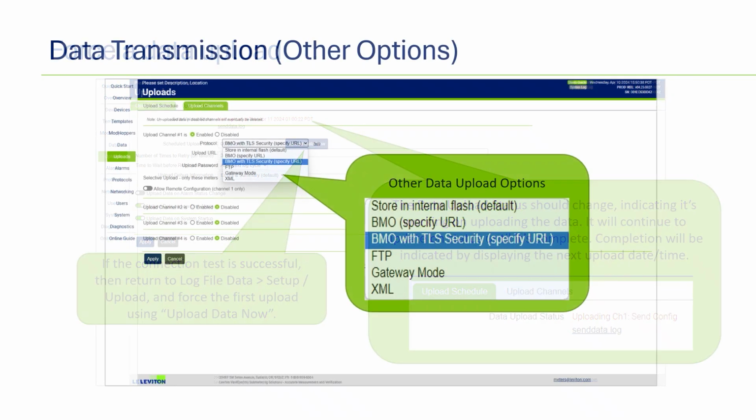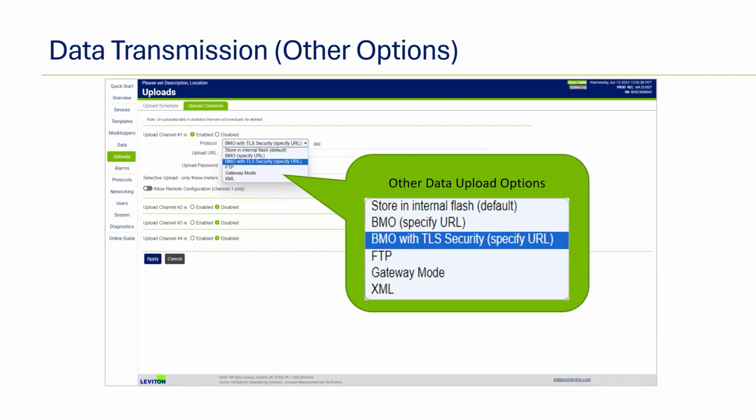In addition to the BMO upload option, the EMH provides other data transfer options. Data may be stored in the device onboard memory. Data may be sent to another user-specified URL. Data may be uploaded to an FTP server. Data may be transferred to an XML file format. Acting as a gateway, the EMH may provide access to data directly to another device.